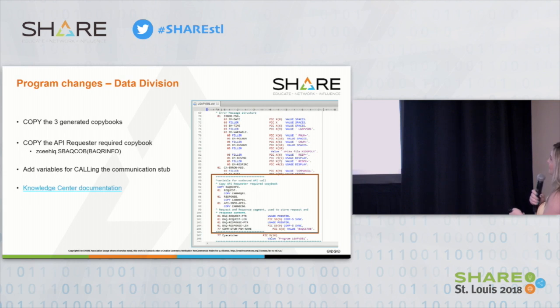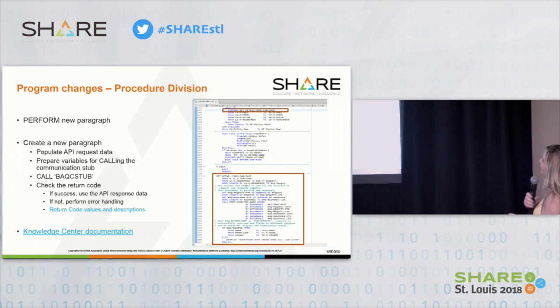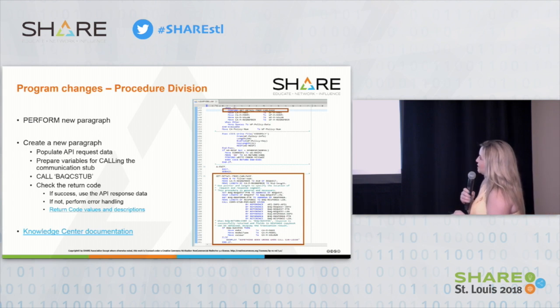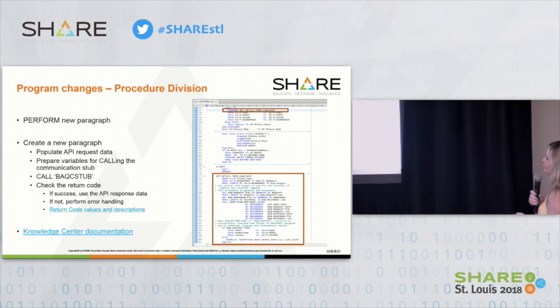So we have to copy the 3 copybooks that we have created through the toolkit. You're going to copy the API requester copybook, and you're going to add the variables for calling into the communication stub. So this is documented in our Knowledge Center. So you can see an example of that here. And we need to make some program changes, so we're going to do that here. So create a new paragraph, populate the API request, prepare the variables for calling the communication stub, and we need to check our return code. So if we have success, we'll see some API response, and if not, we need to have some error handling.